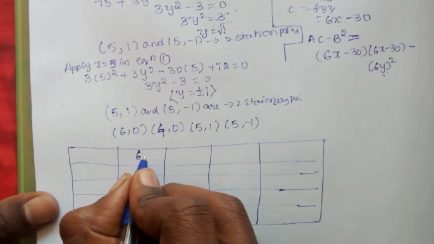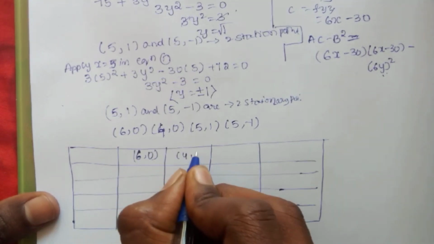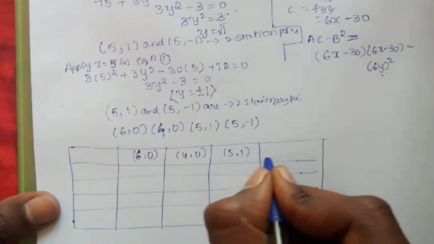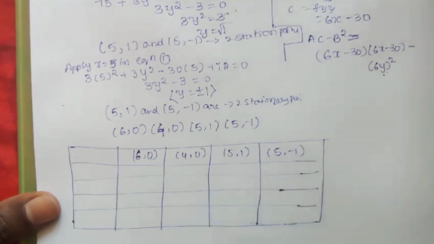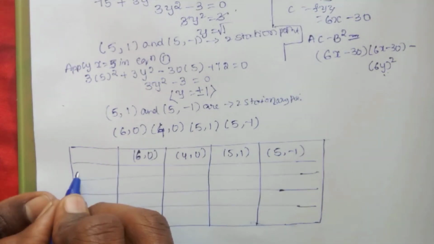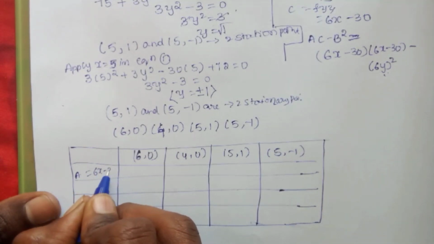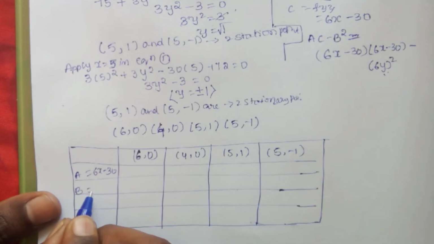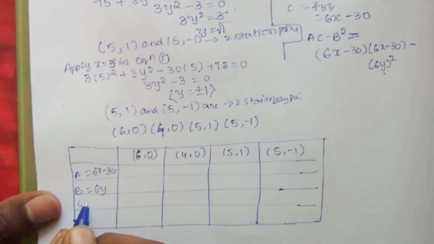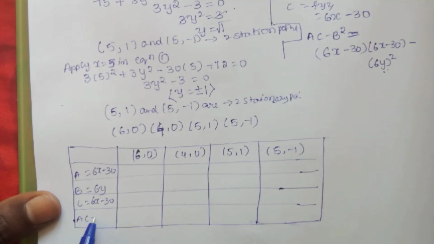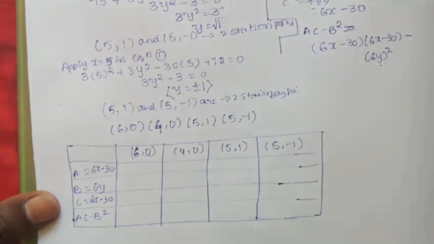Okay, the four points are (6, 0), (4, 0), (5, 1) and (5, -1). We are given A = 6x - 30, B = 6y, C = 6x - 30, and we need to find AC - B².